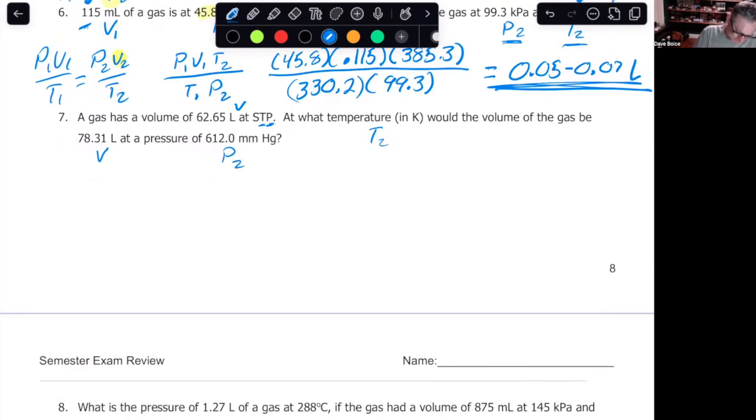Two, two, two, and one, one, one. Okay, so PV over T, basically same as the last one. P1 V1 over T1 equals P2 V2 over T2. And I am looking for V, which will be the volume of the gas.